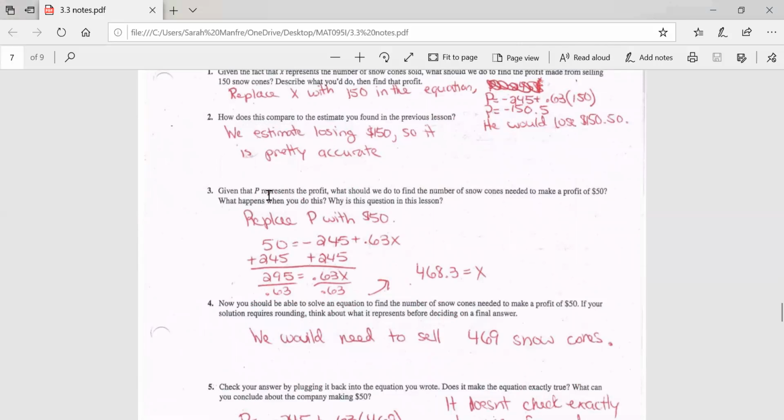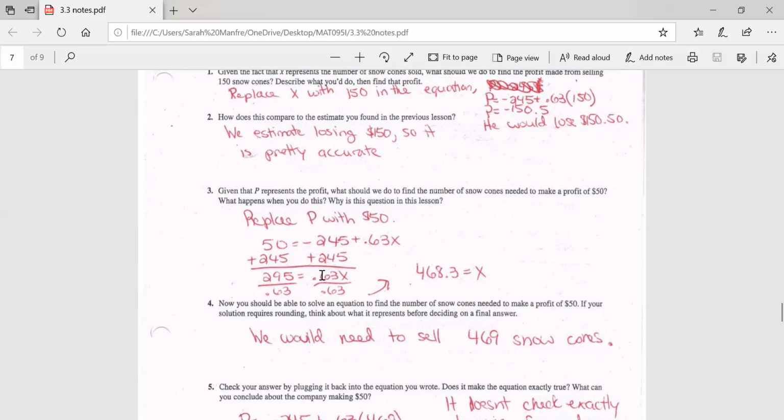All right, question 3. Given that P represents profit, what should we do to find the number of snow cones needed to make a profit of $50? Well, $50 is representing profit, so we're going to replace P with 50. So we have P, which is 50, equals negative 245 plus 0.63x. I've got to get X by itself, so I'm going to add 245 because this is a negative right here. Opposite of negative is add. These are going to cancel. 50 plus 245 is 295.